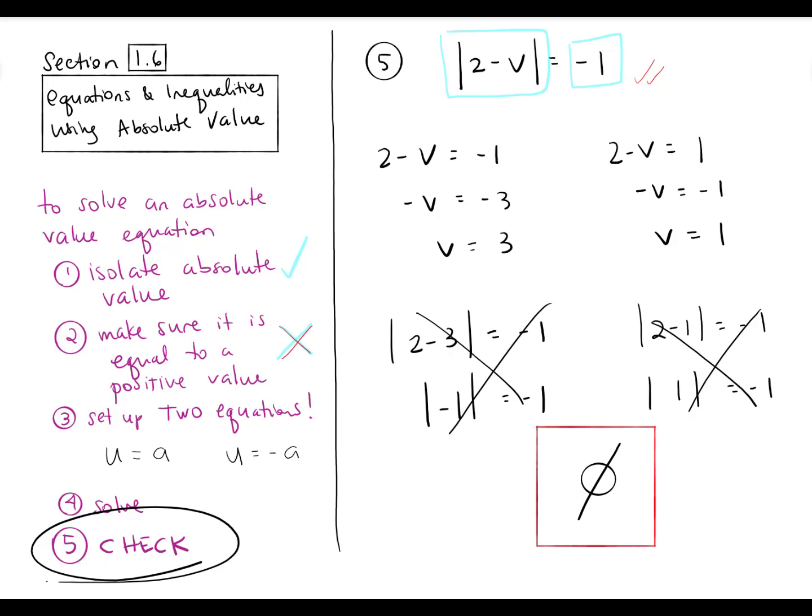So it's up to you. But this is a very, very important step. Step number 2, you have to make sure that your absolute value is equal to a positive value before you waste your time doing any of this work. Don't waste your time. Say it right at the beginning. No solution.